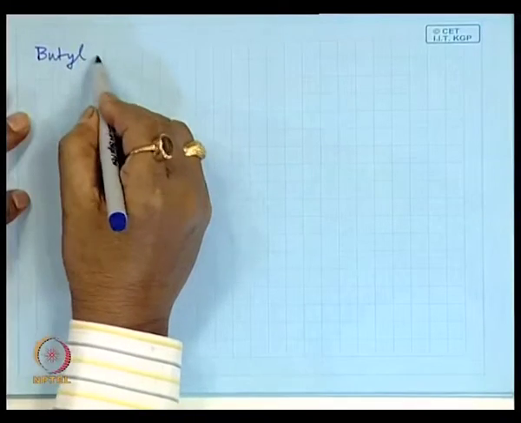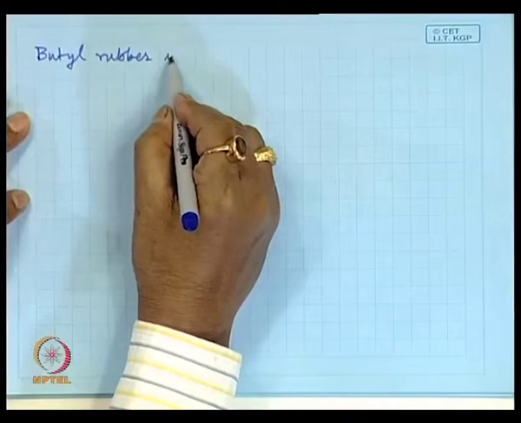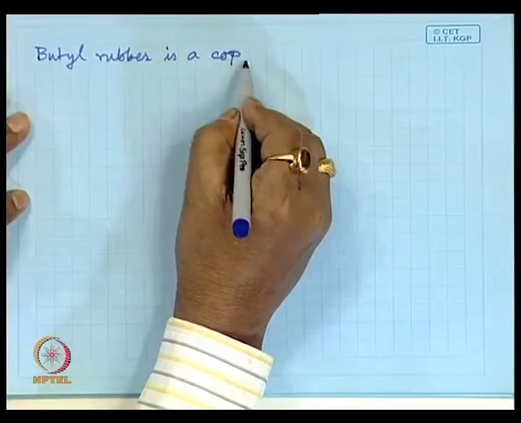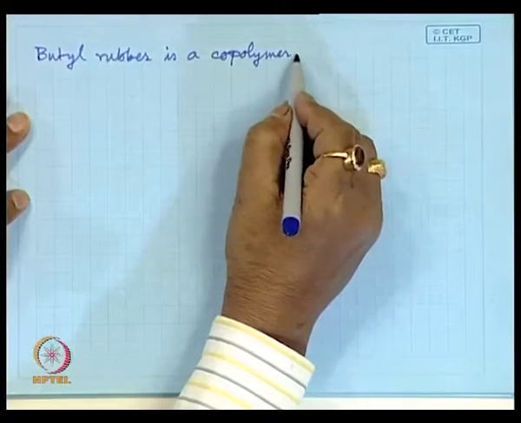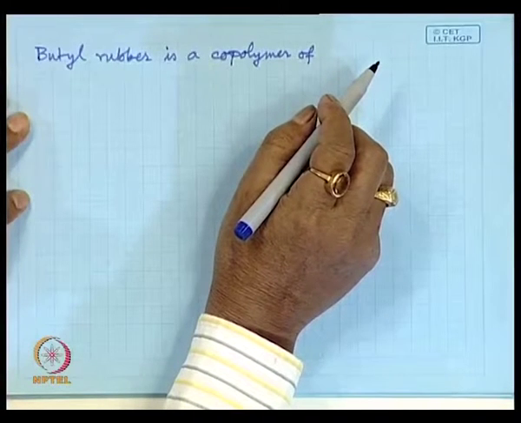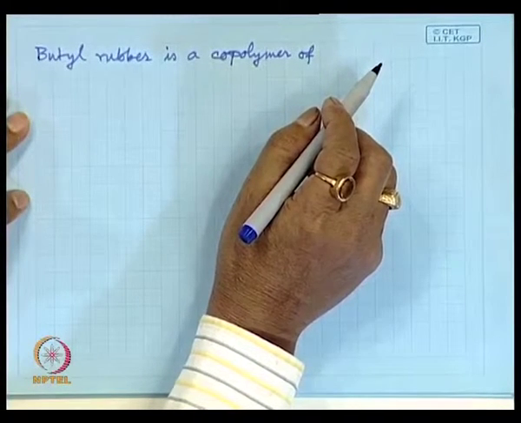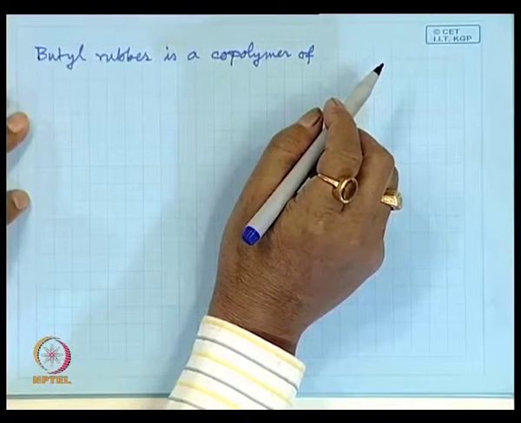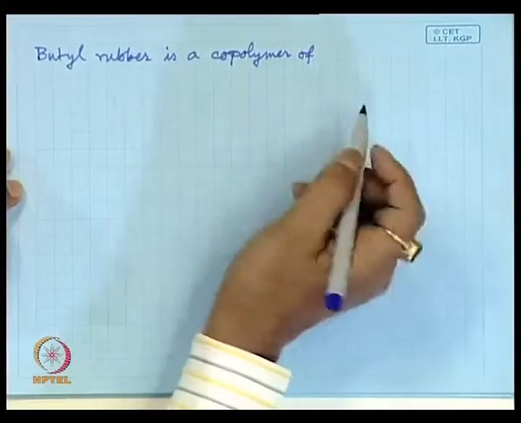Now, there is a very good polymer known as butyl rubber, which is a copolymer of isobutylene and isoprene.